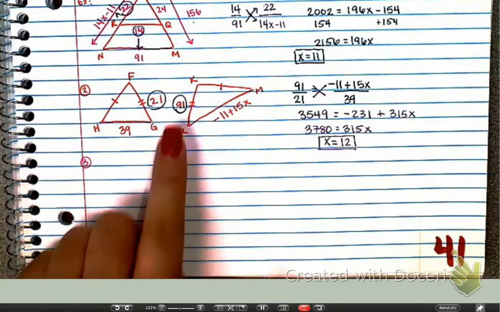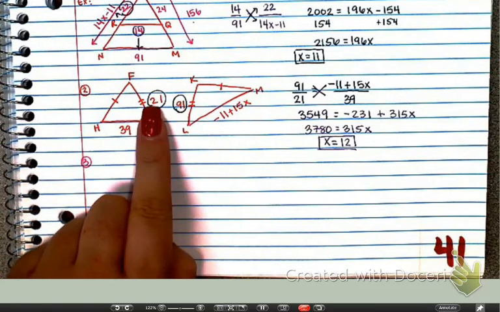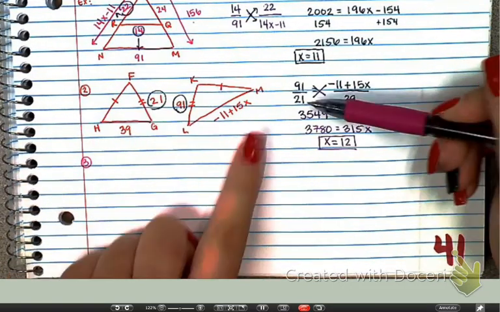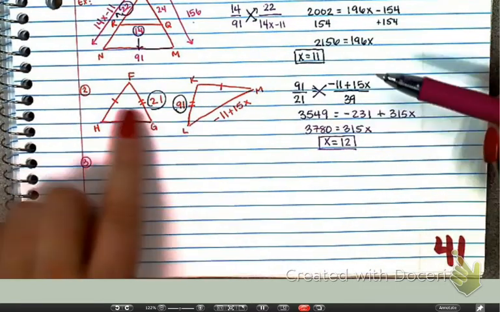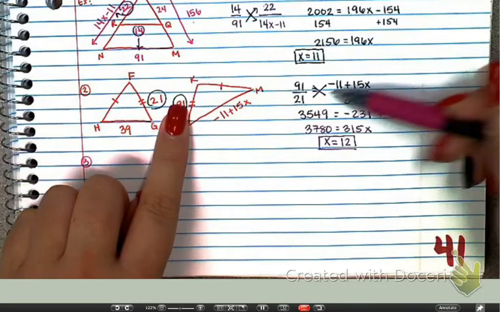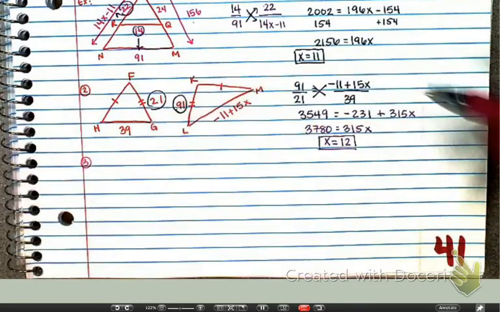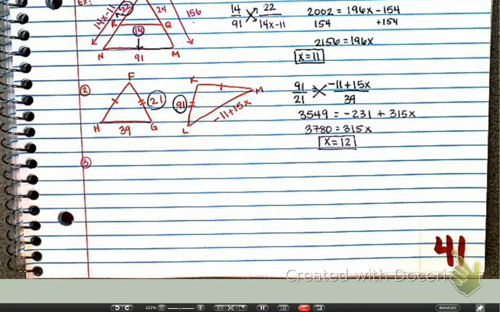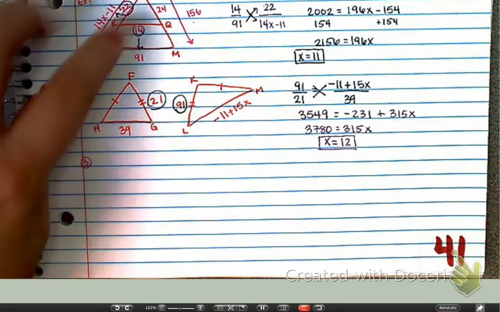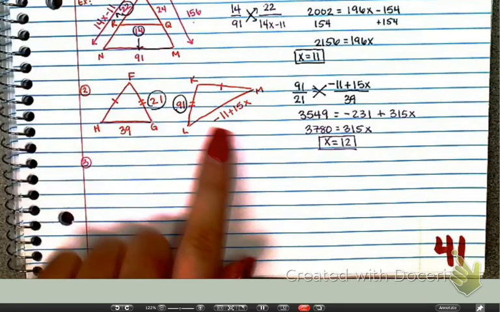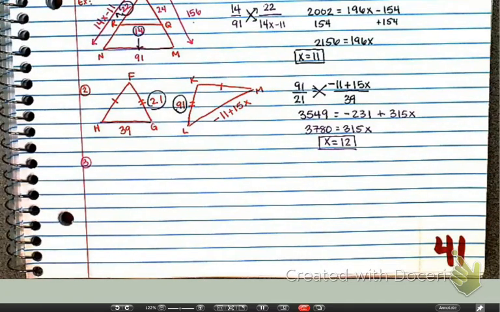So because we went from 91 to 21 here, I have to go negative 11x plus 15 to 39. So we went right to left. I could have done 21 to 91, but that means this would be flipped and that would be flipped. For the last one we did, we went from the small triangle to the big triangle. Here we went from right to left. So it doesn't matter what order you go in, you just have to be consistent.